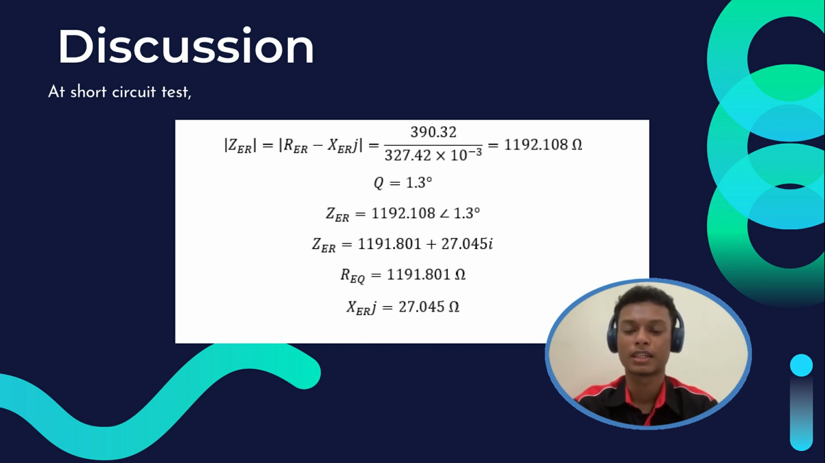At the short circuit test, we are going to find three values, which are Z_EQ, R_EQ and X_EQ. The value of Z_EQ we got is 1192.108 with angle 1.3 degree. The value of R_EQ we got is 1191.801 ohm, and X_EQ we got is 27.045 ohm.